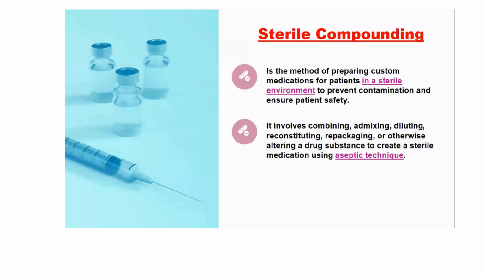First of all, what is sterile compounding? Sterile compounding is the method of preparing custom medication for patients in a sterile environment in order to prevent contamination and ensure patient safety. It involves combining, admixing, diluting, reconstituting, repackaging, or otherwise altering a drug substance to create a sterile medication using aseptic technique.